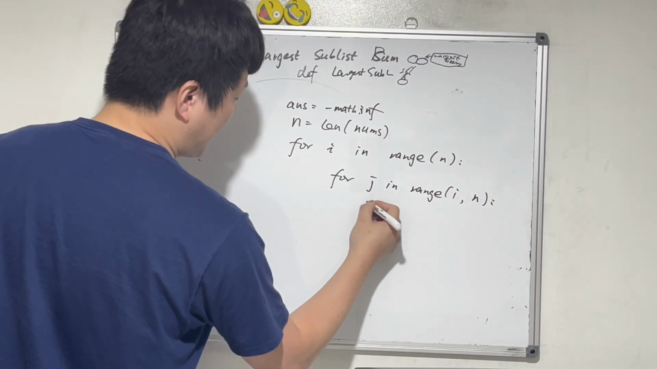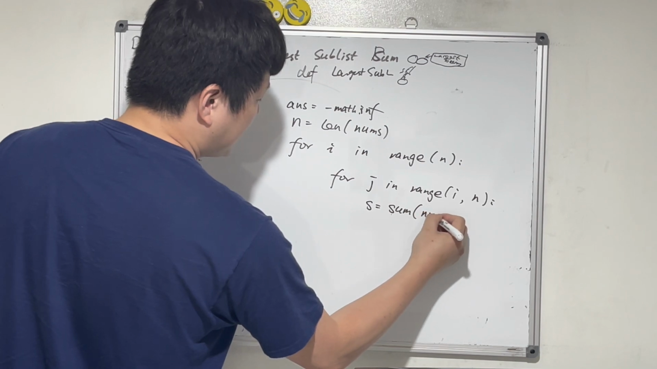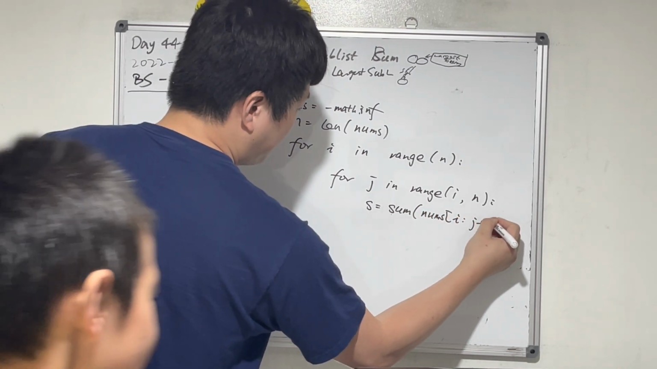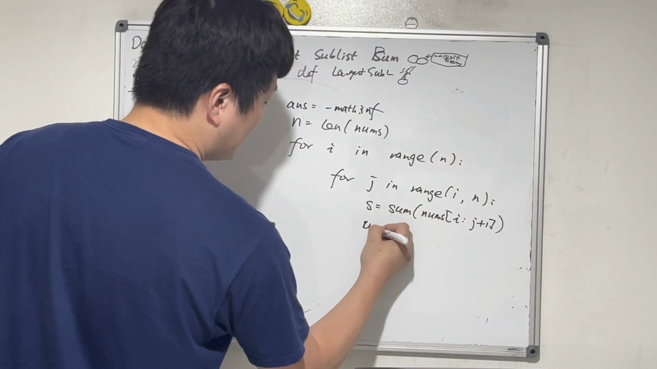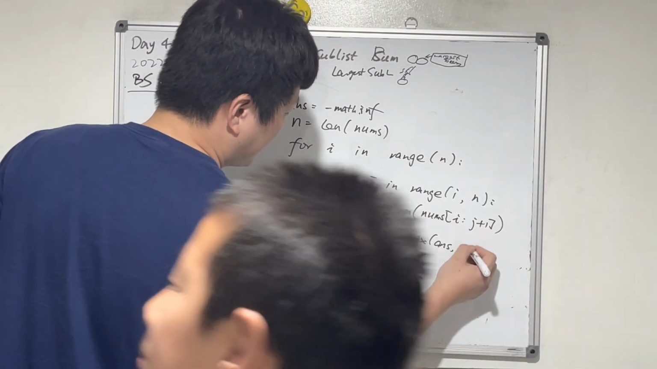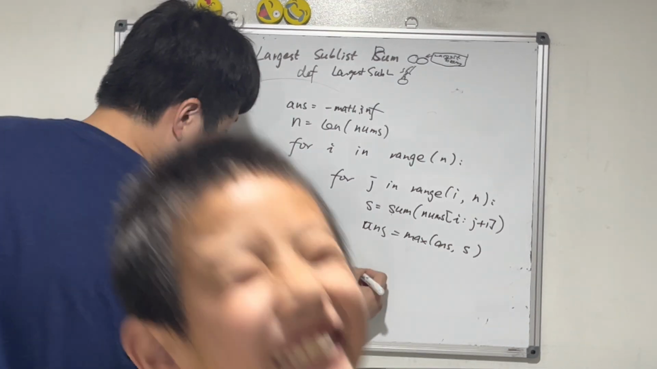And then the current sum will be the sum of numbers from i to j plus 1, because it goes up to j. Then answer equals the maximum of answer and the sum. Return answer. What's the time complexity?